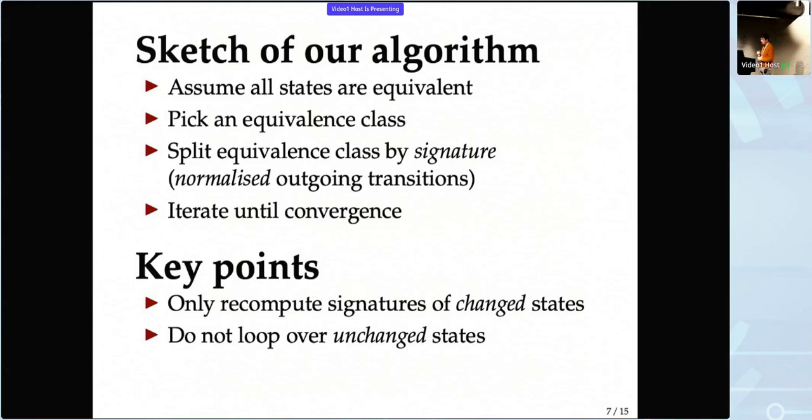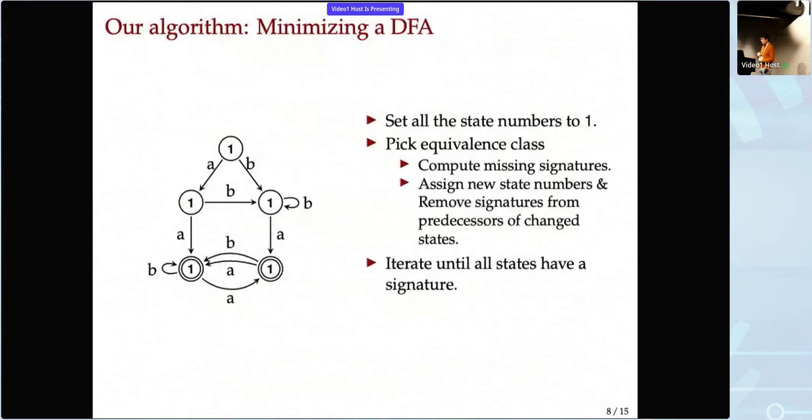So this algorithm is a bit naive. What we want to do is to only recompute the signatures of the states that changed. And it turns out that if you schedule this algorithm in a particular way, and if you make sure to never loop over the unchanged state, which is actually a little bit tricky, but it can be done, then you get a fast algorithm. But in a way, this is much simpler than previous algorithms for this problem. So let's now look at how that works in detail.